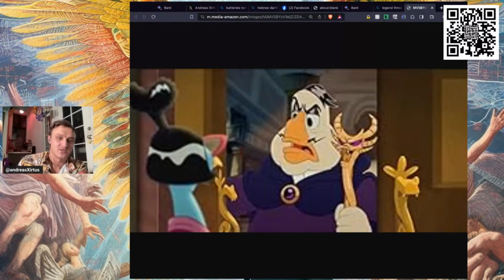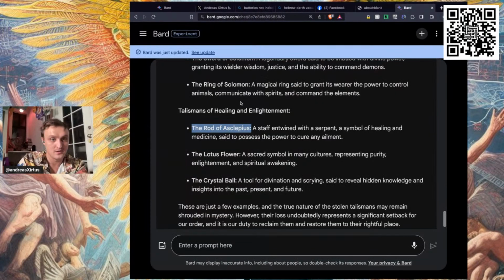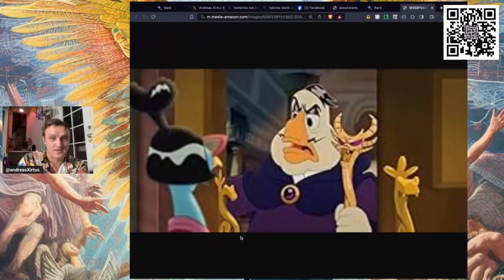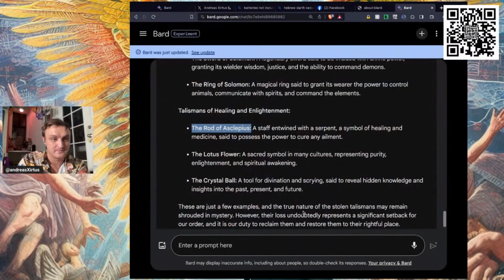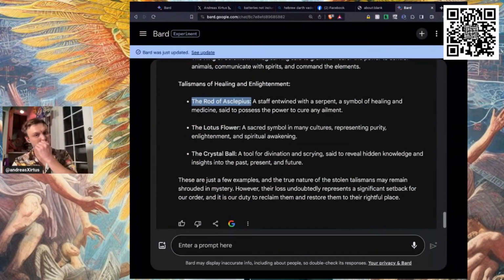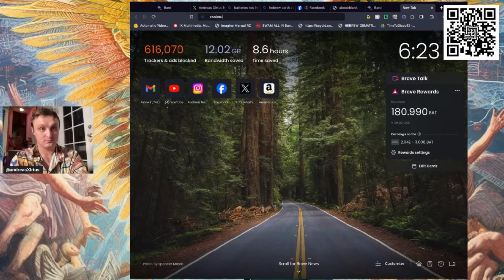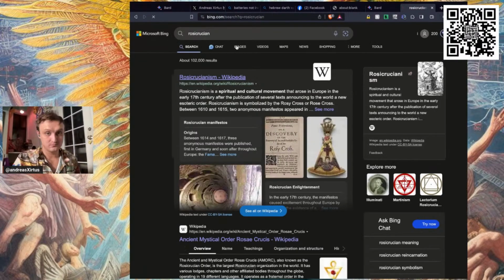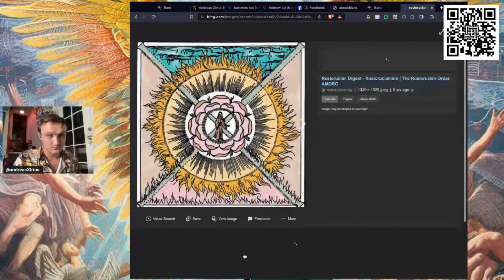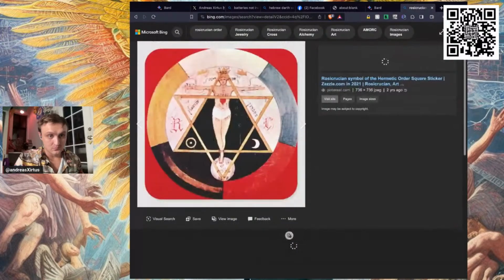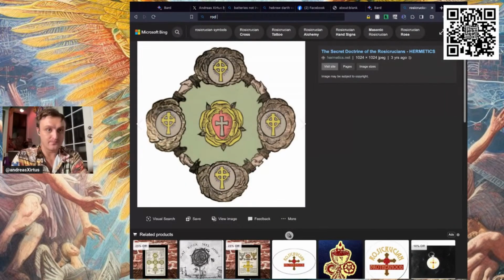And so this guy's using this magic staff, which is the staff of, what do we call it again? The Rod of Asclepius. That's what we're talking about. It's fun that it made itself into DuckTales. I'm glad for that. I think that symbol is kind of misused a lot. It's used by medicine mostly, right?